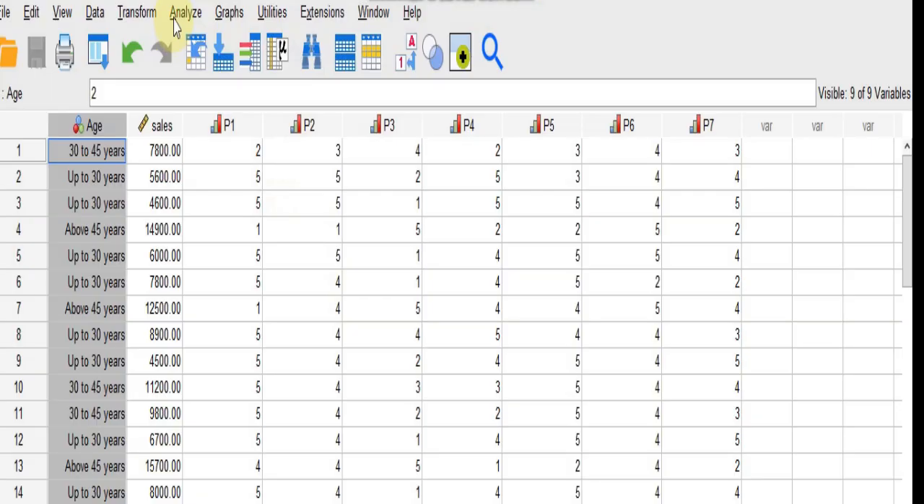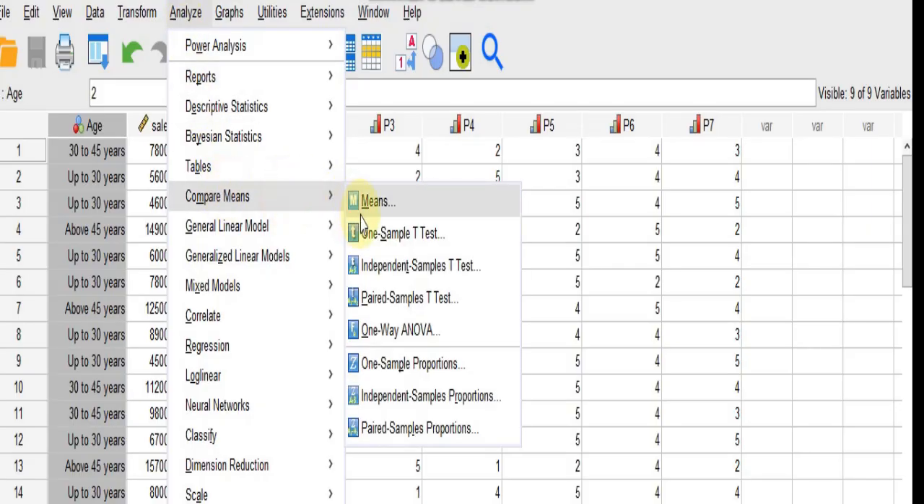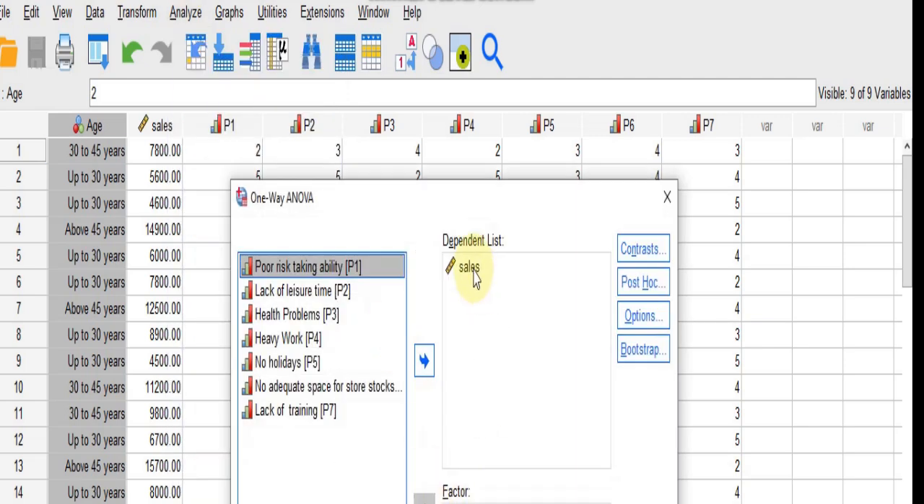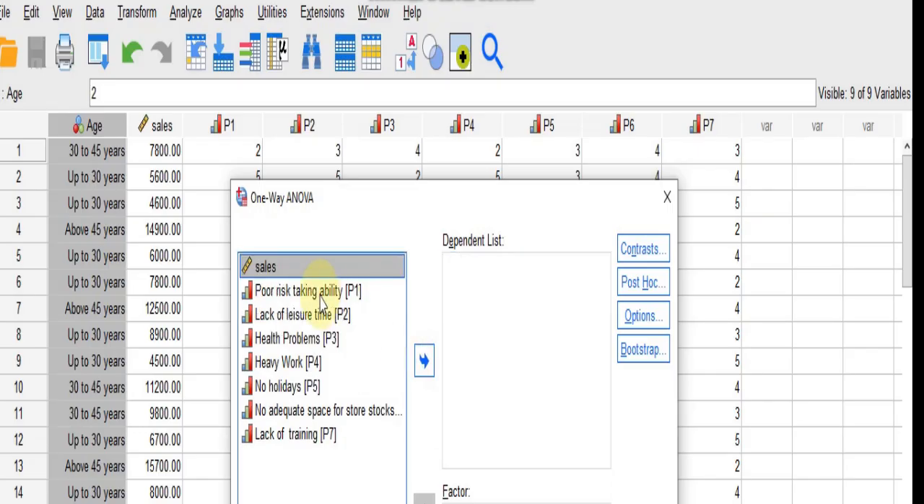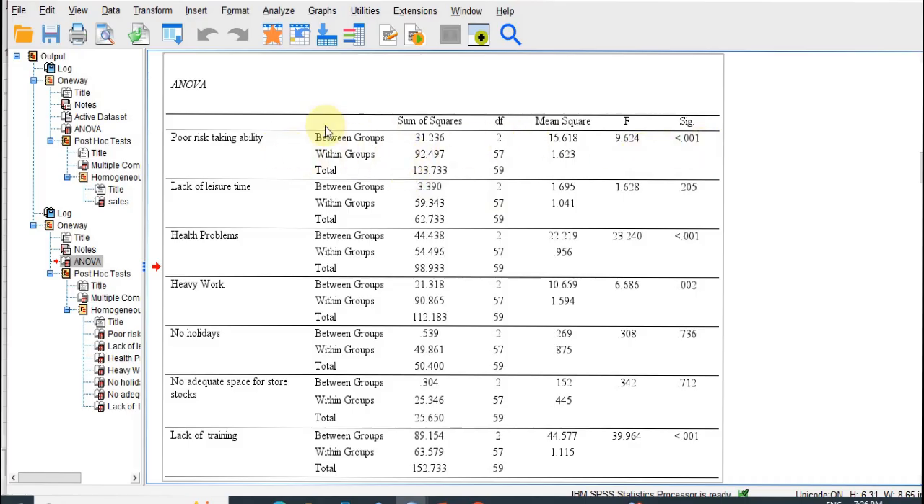Let us see how to do one-way ANOVA by using ordinal scale data. For that, click Analyze, choose One-Way ANOVA from Compare Means. Instead of sales, I am going to move the Likert scale data, that is the 7 problems, to the dependent list. Give OK. In this ANOVA table, for the first problem, poor risk taking ability, we got less than 0.001. So the null hypothesis is rejected at 1% level of significance.